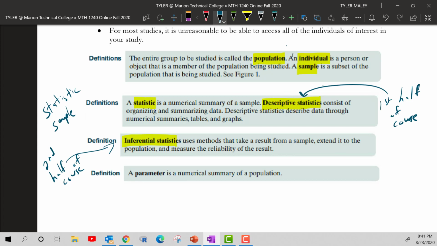And then the last thing we talk about is a parameter, which is a numerical summary of a population, right? So a parameter deals with population. Let me just make a note of that, right? So we have parameter, population, right? So it's important to remember that a parameter is a measure of the population, and a statistic is a measurement of the sample. An easy way to remember that, right, is notice their first letters go together, right? So S in sample matches with S in statistic, P in parameter matches with P in population, right? So that's an easy way to remember that. So you want to make sure you know that.